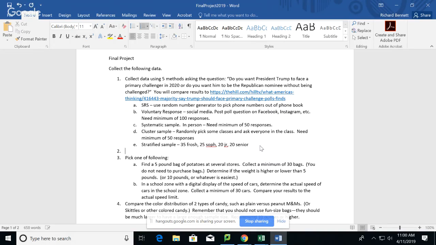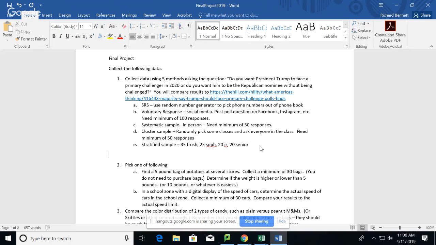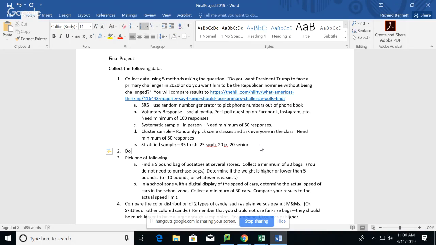Now, I'm going to add this on here because I think this is good. So, here, I'll put a 2 here. Let's just change it here. Do a 1 sample proportion hypothesis test and confidence interval for each of the 5 collection methods. Okay?